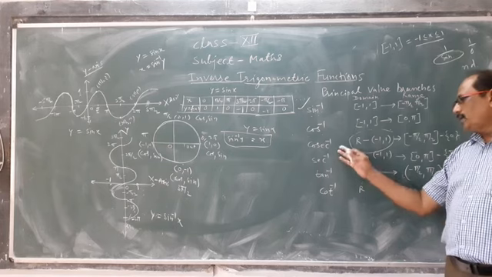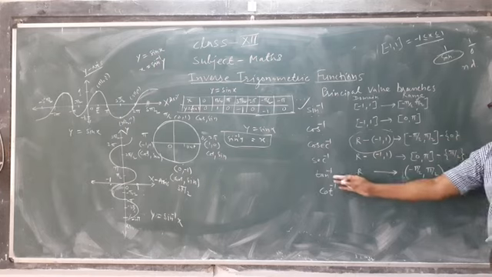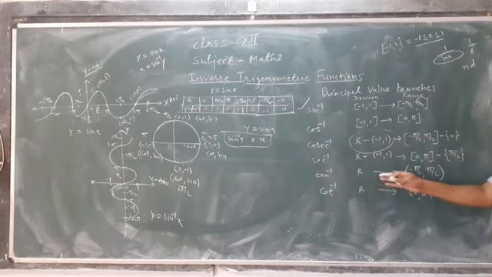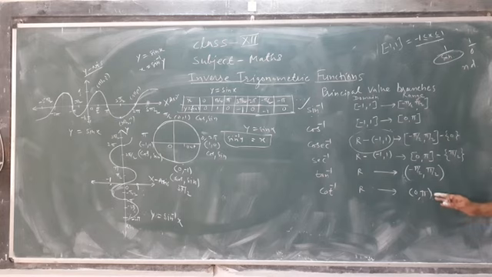Then sec inverse: domain R minus (-1, 1), and the range is the closed interval 0 to pi except pi by 2. Tan inverse: the domain is the set of all real numbers and the range is -pi by 2 to pi by 2. Cot inverse: the domain is real numbers and the range is 0 to pi.